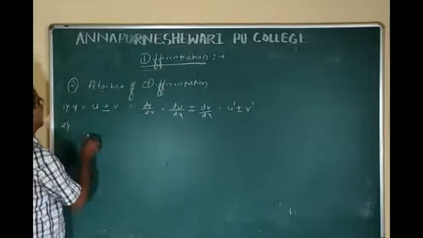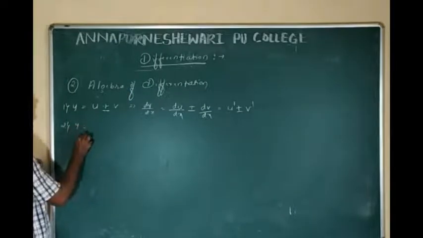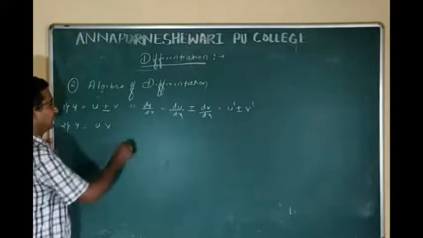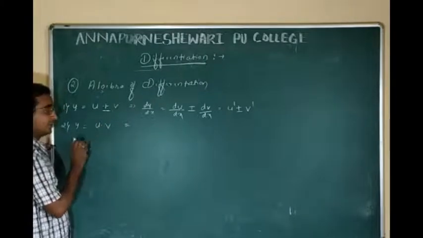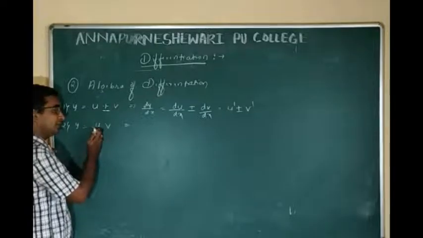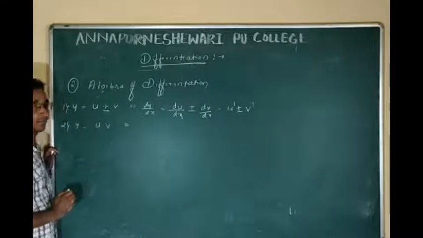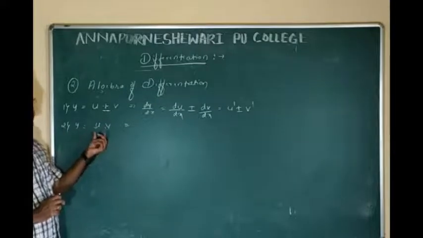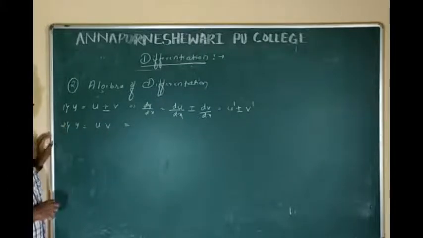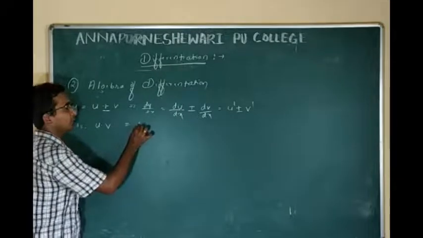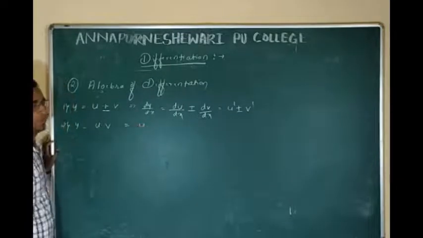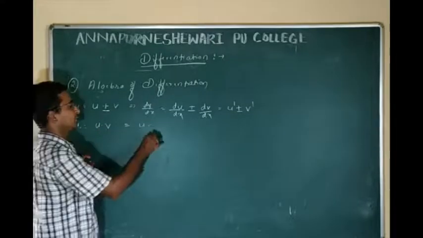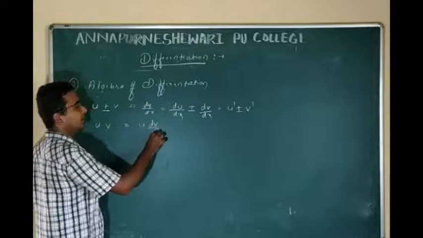Okay. The next one is about y equal to u into v. Here we can't differentiate u and v separately like u plus or minus v. Here both are in the multiple form. So first, I will keep the first term u as it is. Then I differentiate the second term with respect to x. So that time what we get? dv by dx.